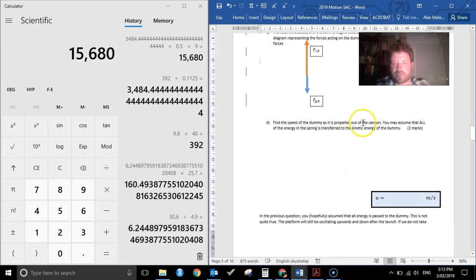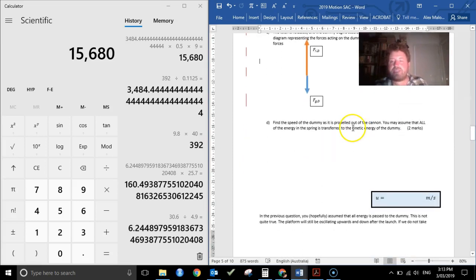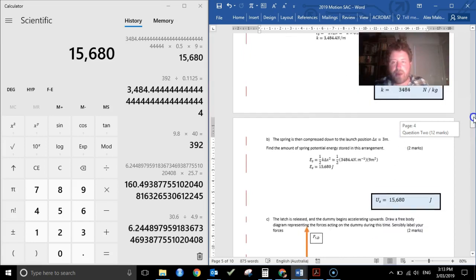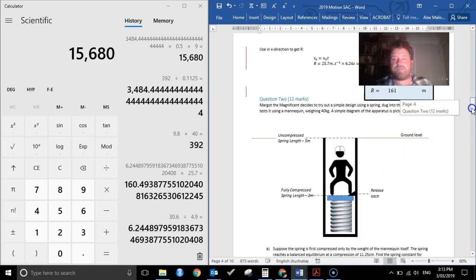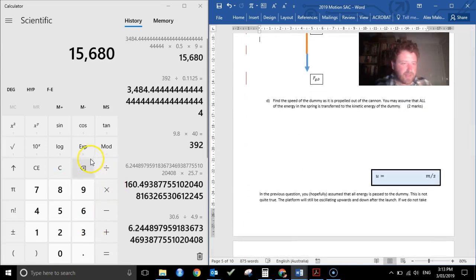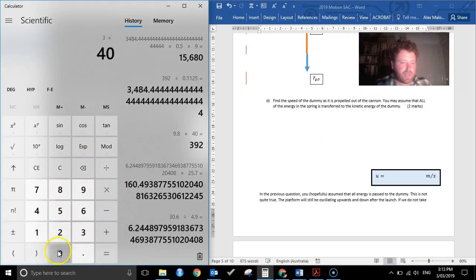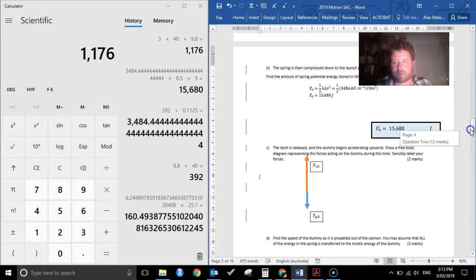We're going to find the speed of the dummy as it's propelled out of the cannon, and we're going to assume that all of that energy that we found that was in the spring, so that 15,680 joules, all of that goes into the kinetic energy of the dummy. It's not quite true, because of course we also have to do 3 meters worth of work. We've got to get the dummy 3 meters higher in the Earth's gravitational field than it was before, but we're being told we're allowed to ignore all that. Just as a quick sanity check on that, that's 3 times 40, so mgh, so times 9.8. So we're missing about 1,000 joules by making that assumption. So it's not trivial, but it's not huge.